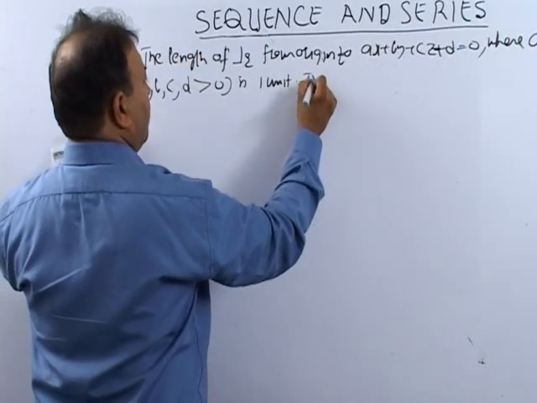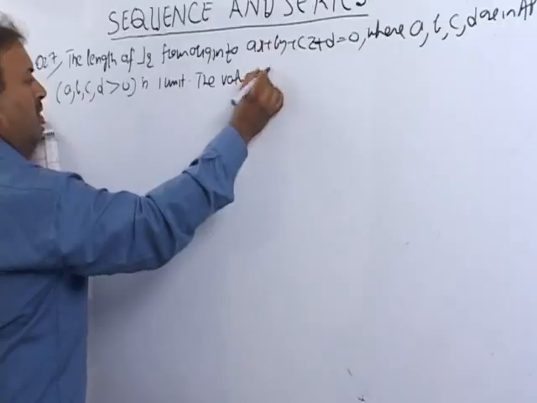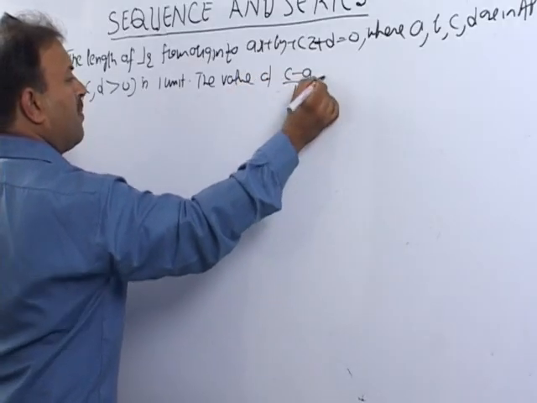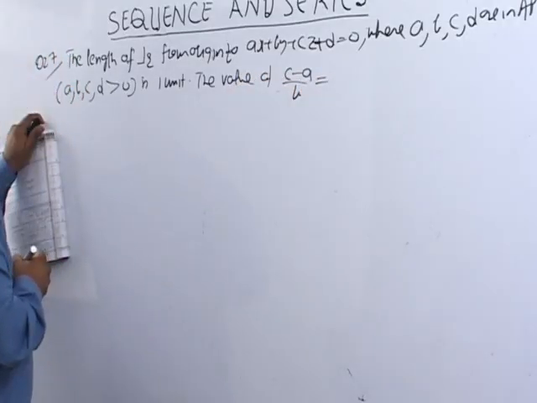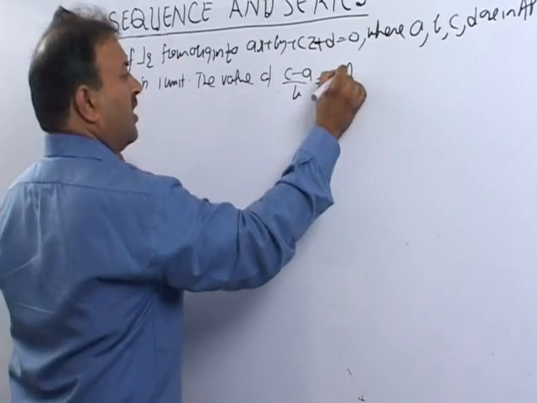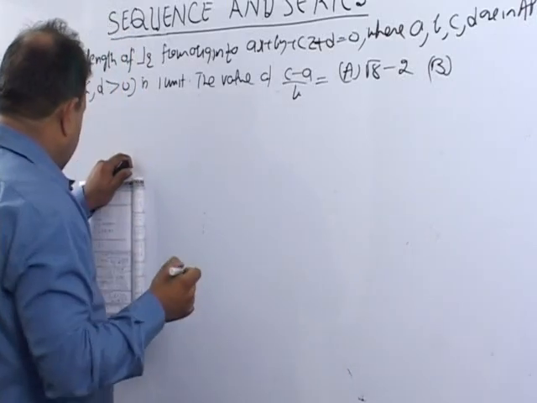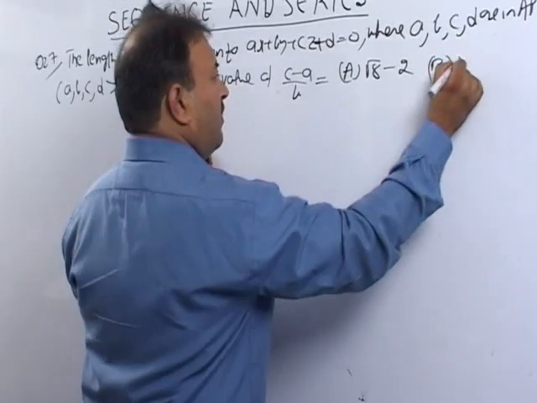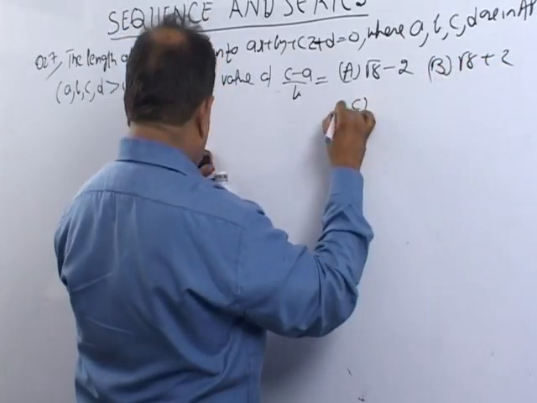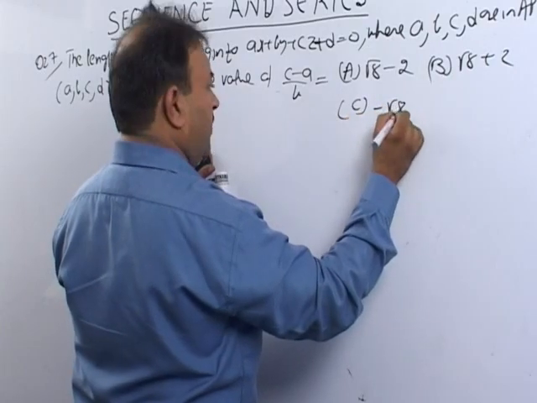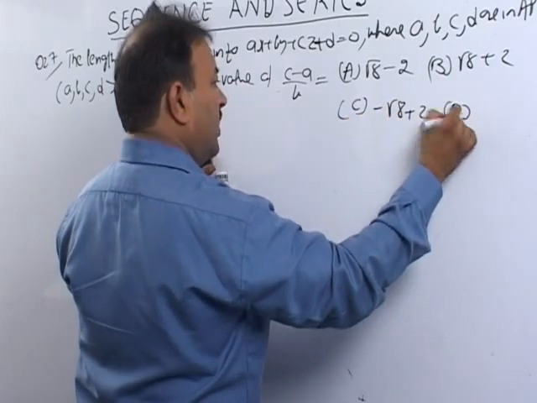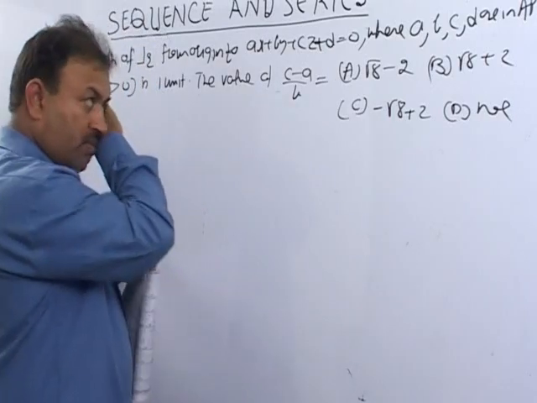The value of C minus A upon B is equal to, the values it has been given out: A option is root 8 minus 2. B option is equal to, it comes out to be root 8 plus 2. C option is equal to minus root 8 plus 2. D option is none of these.